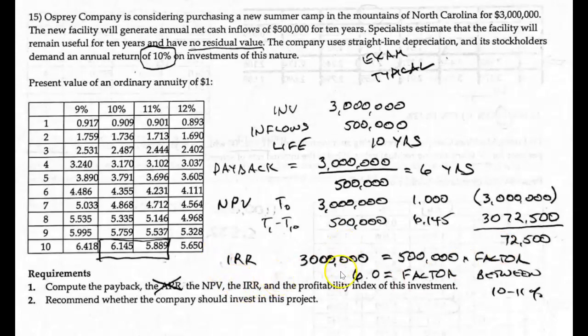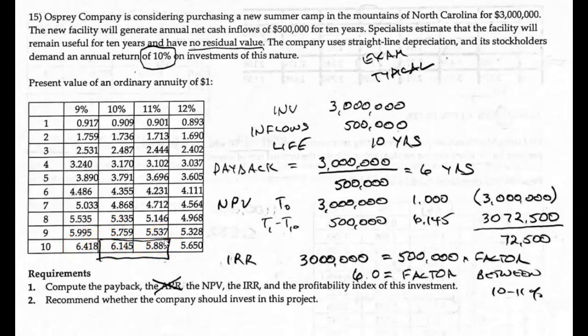So the last one then is the internal rate of return that we'll look at. What we do is, remember, we're going to set the outflow equal to the inflow, and the inflows will be multiplied by a factor. So if you do this, we get 6.0. Now, when we go to look up the factor, we go to 10 years, and we look across here, and we don't have an actual 6.0, but we do have it between 10 and 11%.